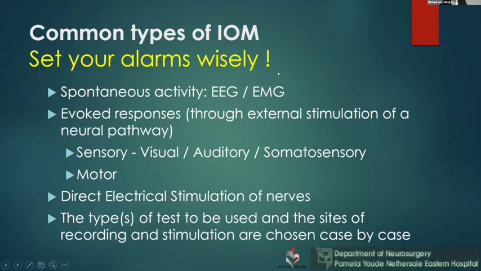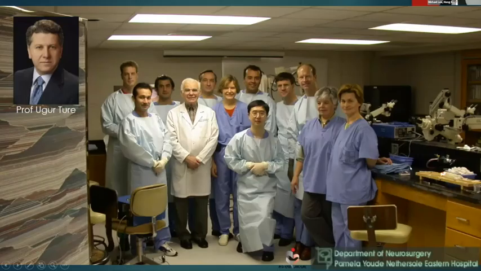So, common types of IOM. There are a few types, like spontaneous activity, such as EEG and EMG. We also have evoked responses, where stimulation of the nervous pathway will cause some response. It can be sensory, such as visual evoked potential, auditory and somatosensory evoked potential, or motor evoked potential. We also have direct electrical stimulation of the nervous tissue. Which type of test to be used, and the sites of recording and stimulation, should be chosen wisely, case by case.